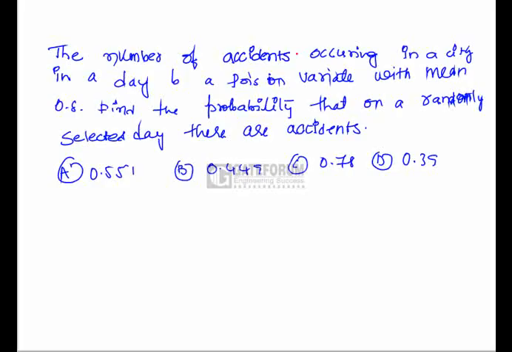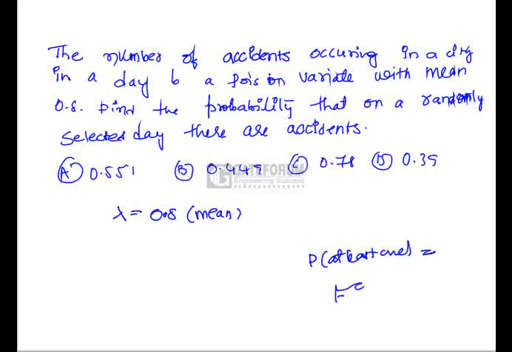Accidents occurring in a city in a day follow a Poisson variate with mean 0.8. Find the probability that on a randomly selected day there are accidents. It is given that lambda, which is the mean of the Poisson variate, is 0.8, and we have to find the probability that on a selected day there will be accidents. That means there must be at least one accident. So in order to find the probability of at least one, it is enough to find 1 minus the probability of no accidents.